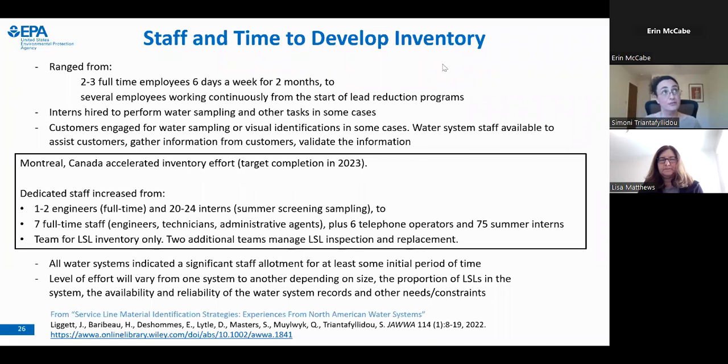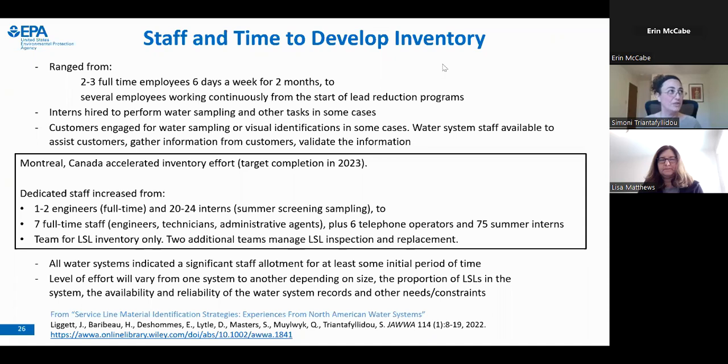I'm highlighting the case of Montreal, Canada, because they decided to accelerate their inventory efforts so that they could complete it in 2023. And you can see the difference in staffing requirements. Once they made that decision for acceleration, their dedicated staff increased from a couple of engineers and many interns to way more full-time staff, plus telephone operators, plus way more interns. So all these water systems really gave significant staff and time for at least some initial period of time. And again, these are large water systems.